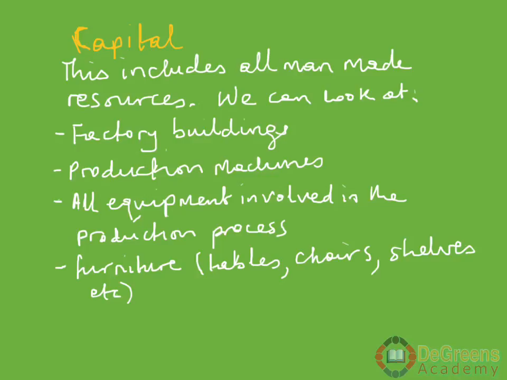Now, if we look at capital, this includes all man-made resources. That is, it means that the resources have all been made by man, but the resources that we use in production. So here we consider factory buildings, production machines, and all equipments involved in the production process, furniture, tables, and so on. These are all man-made. So that is why we consider them as capital.